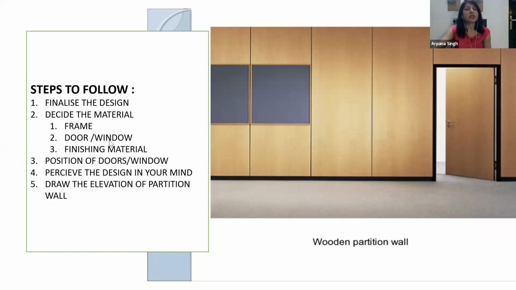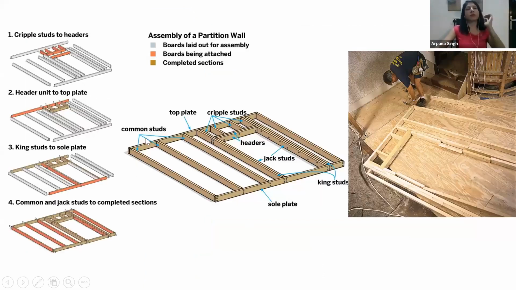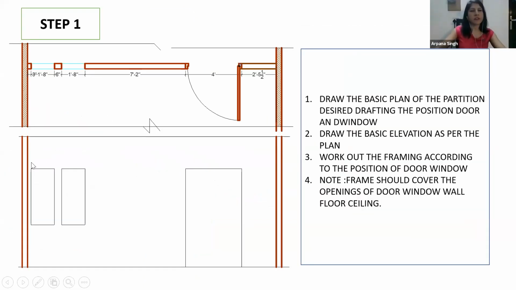Once you finalize the door and window, perceive the design and imagine it in your mind. Draw the elevation of the partition wall. First of all, draw the first elevation of the partition wall. This is what I have made, which is the first step, where I have simply made an elevation.